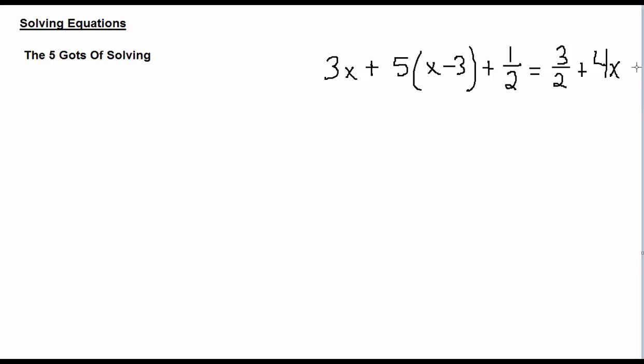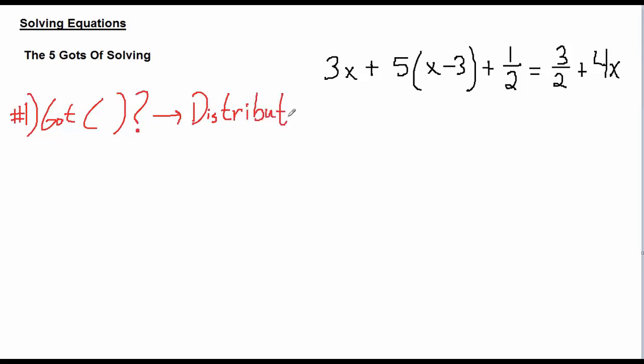So there's going to be 5 gots that you're going to want to always ask yourself. And you're going to want to always ask yourself these in order. Got number 1, you should ask yourself, got parenthesis? So when you're looking at a problem, the first got you should always ask yourself is, do I got parenthesis in this problem? In this one we do. Notice we have this parenthesis. And so if you've got parenthesis, you got to take care of that. And the way to take care of it is by using distribution.